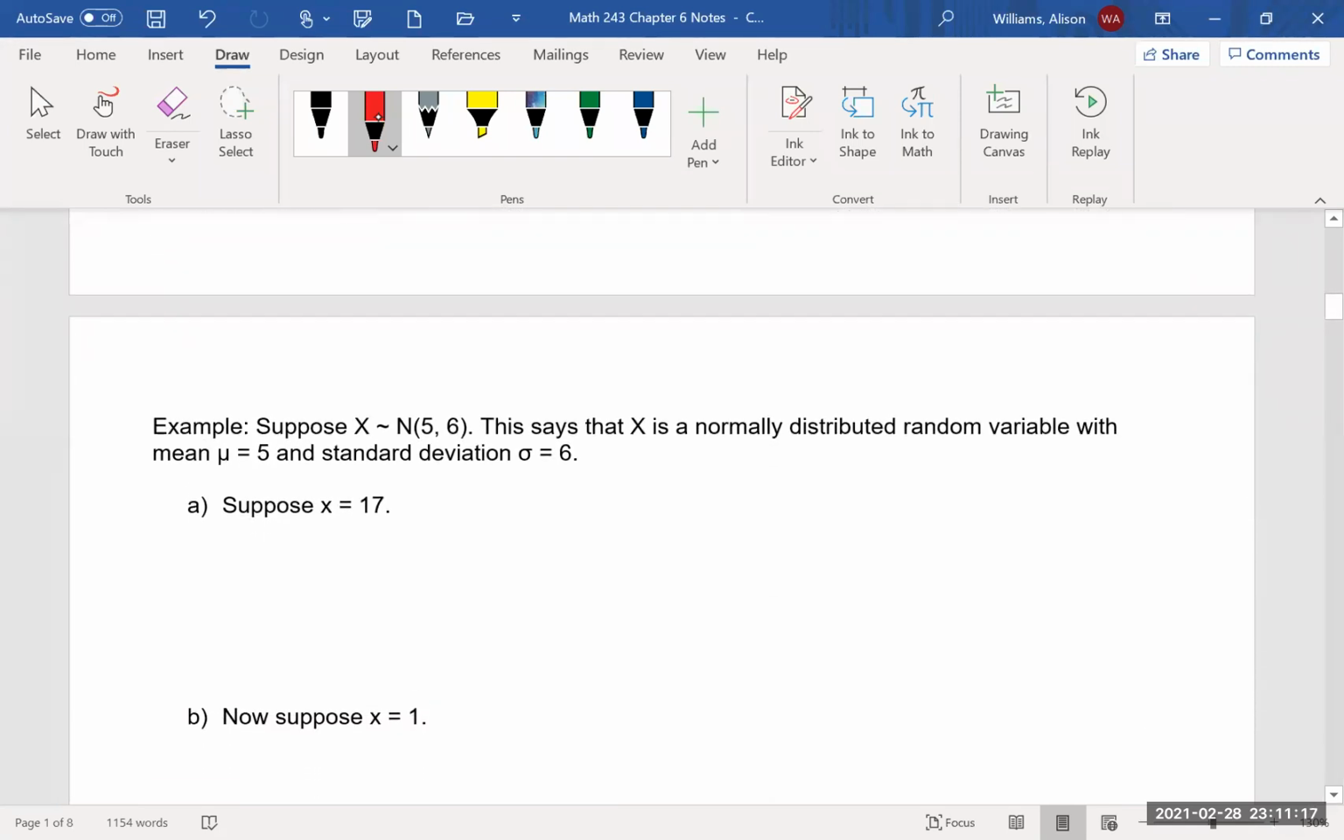Let's look at this example. We have a normal distribution with a mean of 5, standard deviation of 6, and they're giving us x equals 17. Let's find the z-score for that. So z is going to equal 17 minus 5 divided by 6, which would give us 12 over 6, which is 2. So this 2 means that this data value, 17, is 2 standard deviations above the mean. I'm going to abbreviate standard deviations above the mean.